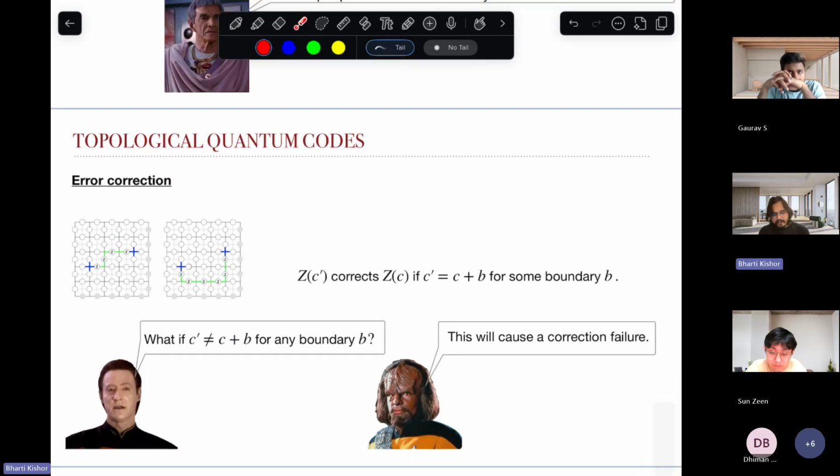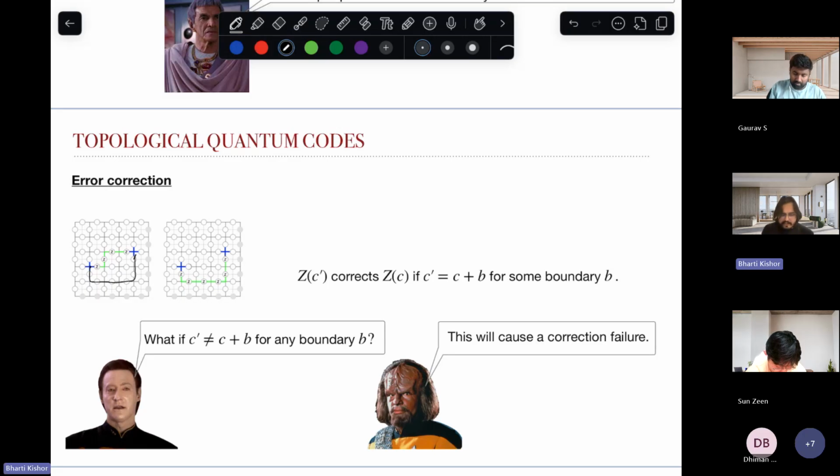And what is error correction? Error correction is nothing but, there is some error which has occurred. So basically your goal is that, let's say this is the error, then your goal is to apply some operator such that this operator plus this operator together form a boundary, basically a trivial loop.